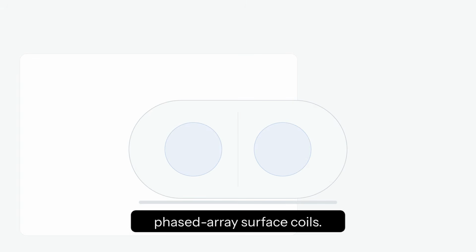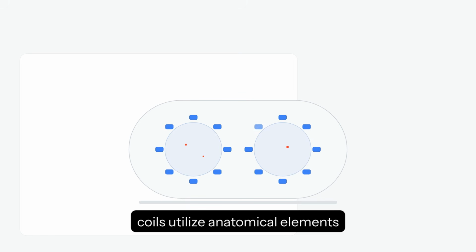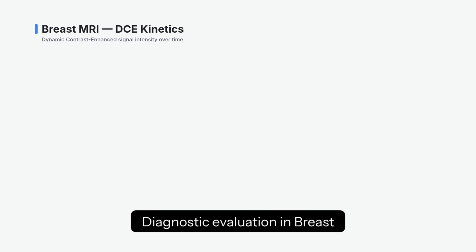For our technologist community, acquiring sub-millimeter breast images requires dedicated phased array surface coils. General body coils cannot deliver the high localized signal-to-noise ratio needed to resolve subtle architectural distortions or sub-centimeter masses. Dedicated multi-channel breast coils utilize anatomical elements configured for bilateral coverage, accommodating parallel imaging acceleration while providing lateral access windows for interventional biopsy access.